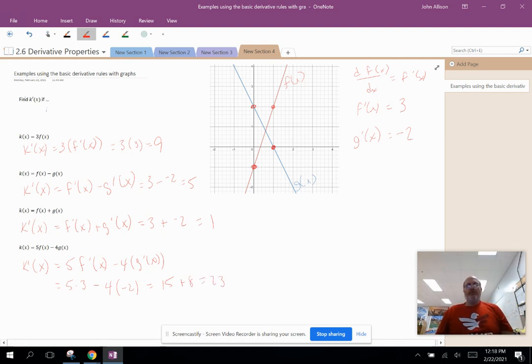And those are how you do examples when you're given graphs with linear functions. Tomorrow we'll learn some more complicated derivatives. Fun stuff.